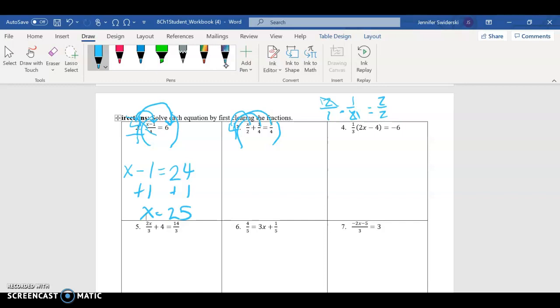So here, when I multiply 4 times x over 2, I'm going to end up with 4x over 2, plus, when I multiply 4 times 1/4, I'm going to get 4 over 4, which is the same as just 1, is equal to, when I multiply this 7/4 times 4, the diagonals cancel. I'm left with 7.